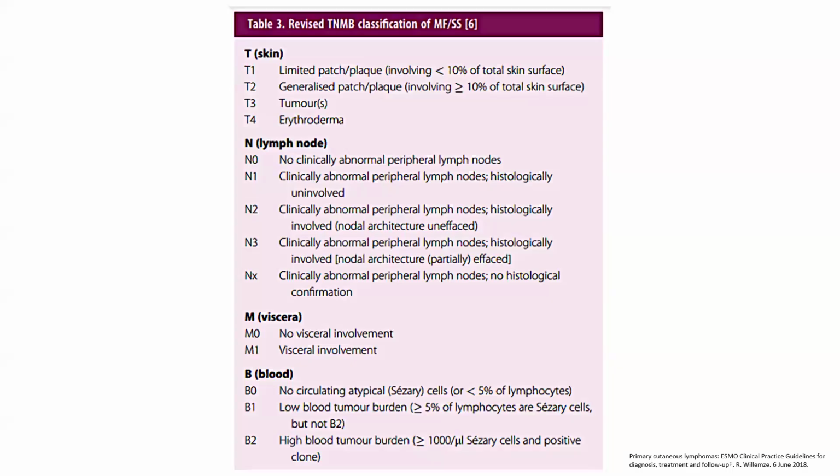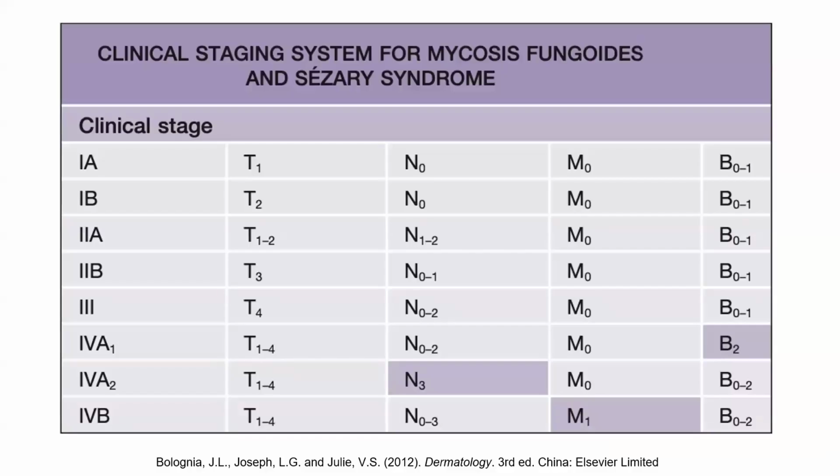We stage the disease according to the TNMB classification, where T stands for the amount of skin involvement from less than 10% or more than 10% of patches and plaques to tumors and erythroderma. N is for the lymph node involvement, physically and histologically. M is for visceral involvement, and B is for the presence of atypical lymphocytes, otherwise known as Sezary cells, that are found in the blood. The TNMB stage has a corresponding clinical stage 1A to 4B that guides the prognosis and management.